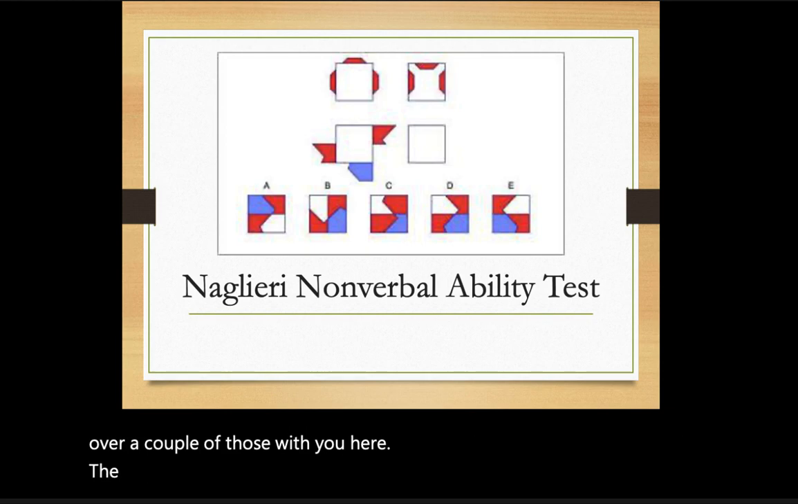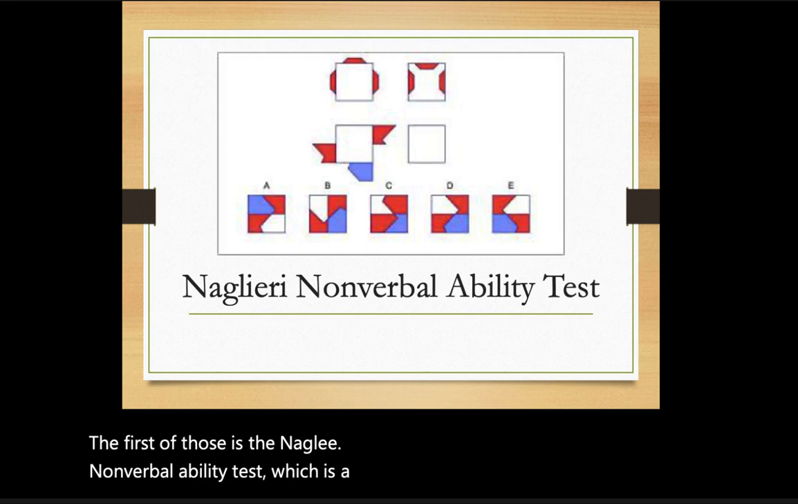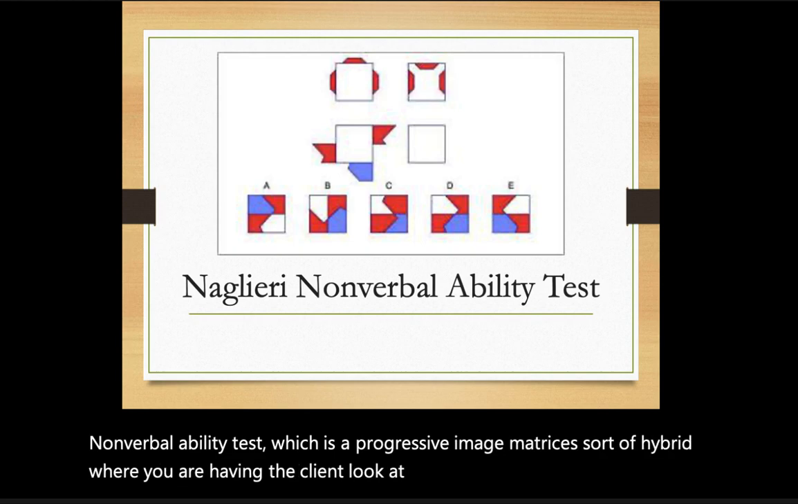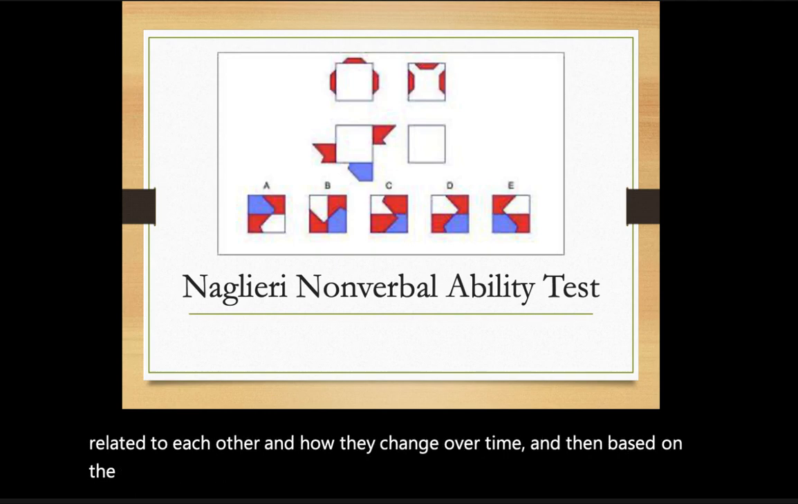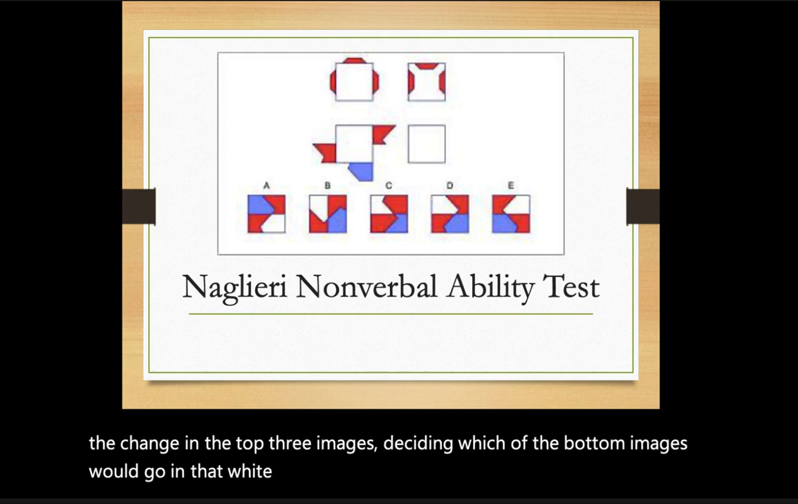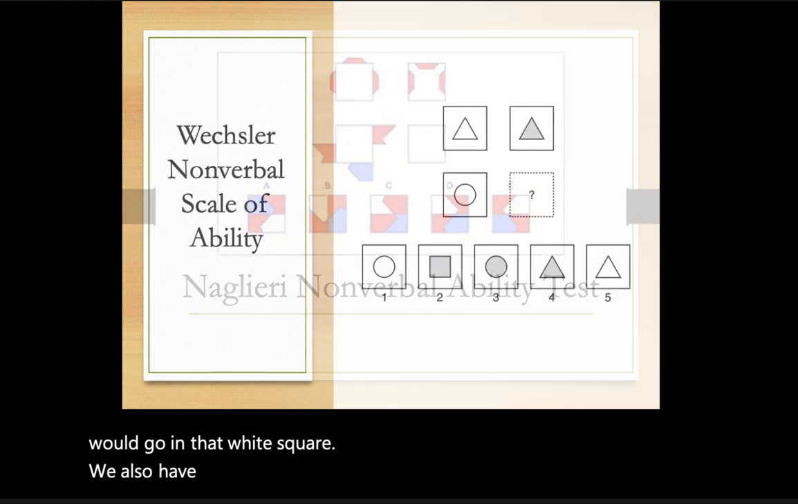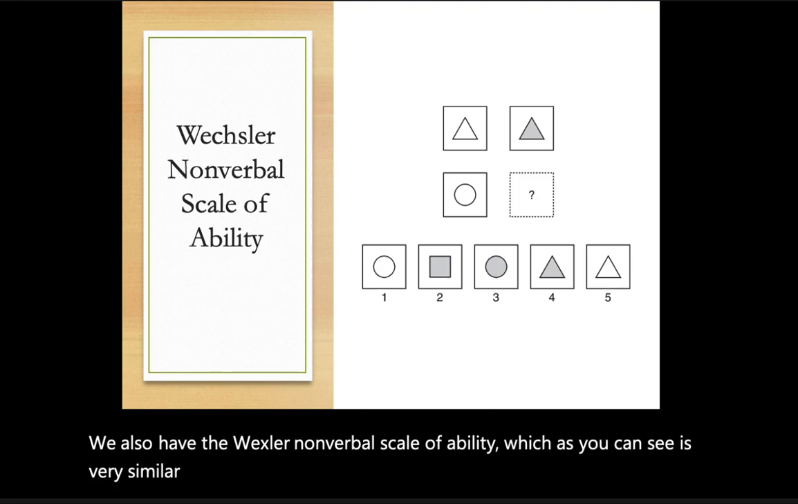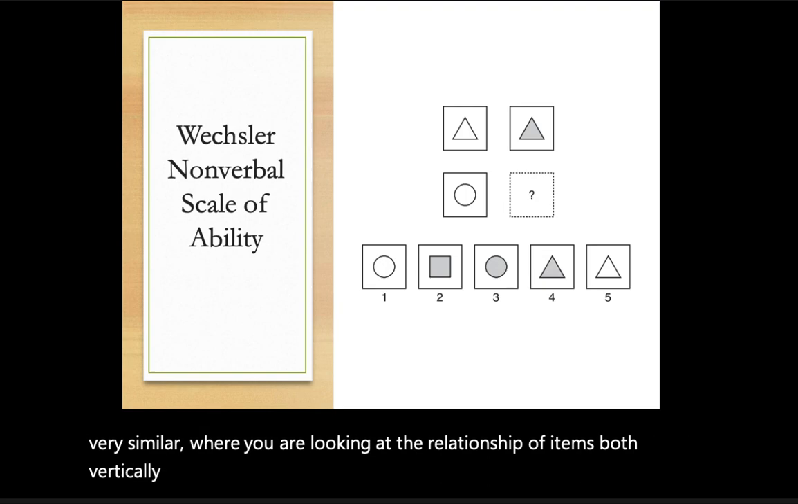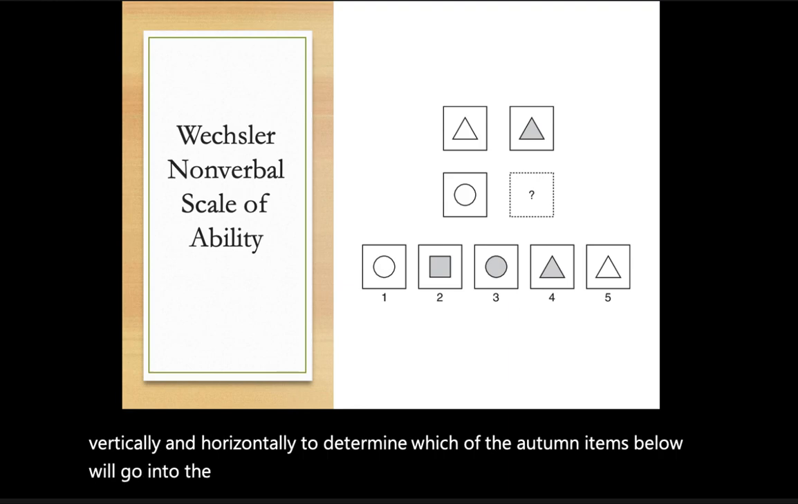The first of those is the Naglieri Nonverbal Ability Test, which is a progressive image matrices sort of hybrid where you are having the client look at how these images are related to each other and how they change over time, and then based on the change in the top 3 images, deciding which of the bottom images would go in that white square. We also have the Wechsler Nonverbal Scale of Ability, which as you can see is very similar, where you are looking at the relationship of items both vertically and horizontally to determine which of the items below will go into the blank square above.